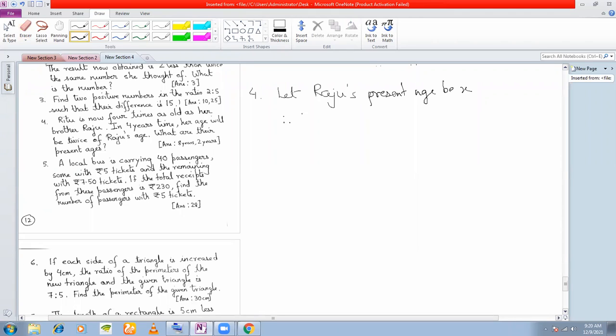Therefore, Ritu's age, she is how much? 4 times as old as her brother. That means 4 into X. Right? Next, in 4 years' time, her age will be twice of Raju's age. That means after 4 years, how much will be Raju's age? X plus 4. After 4 years, Ritu's age will be 4x plus 4.